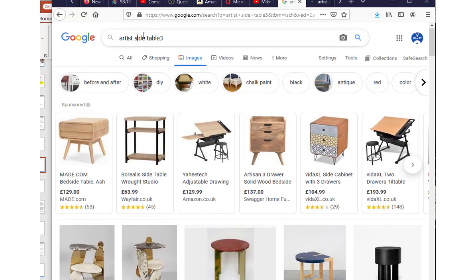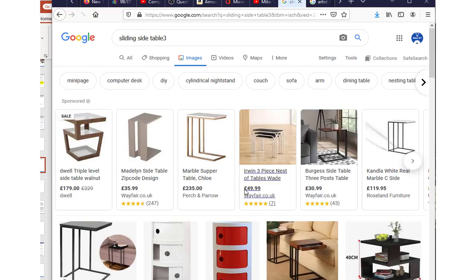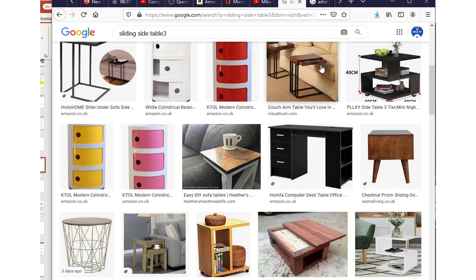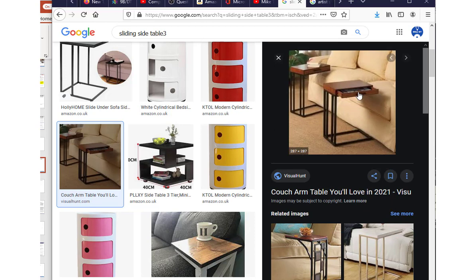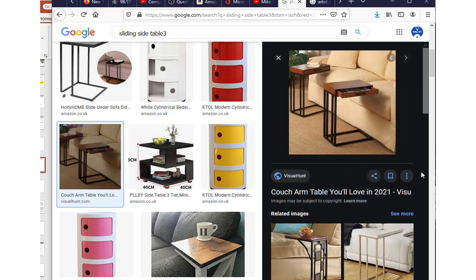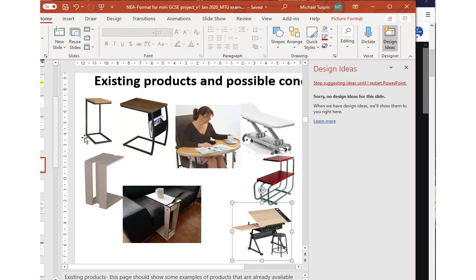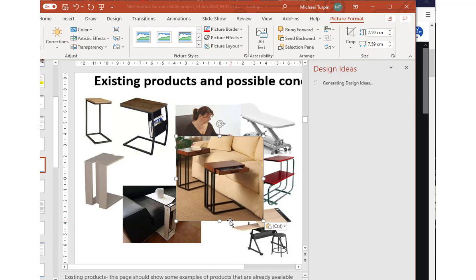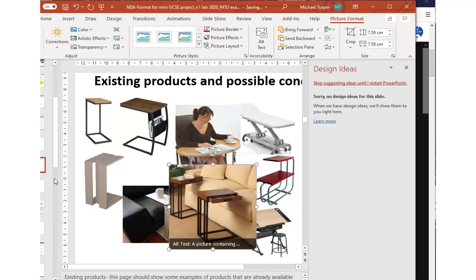And let's go, what did I say? Slide out, sliding sides table. Look, right, that's kind of what I was looking for, a little drawer unit. That's quite funky. I'll grab that image. It's not really what I want, but I might get rid of that later on.